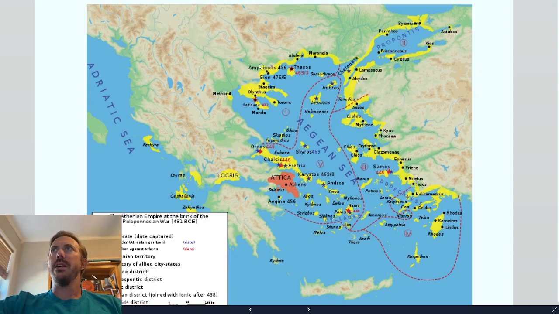Up north is Macedon, up here. This is the Hellespont. This is Asia Minor. This whole landmass is Asia Minor, small Asia. And on the coast are a bunch of Greek city-states that form the Ionian coast. And Persia is in charge of the Ionian city-states, which are Greek.